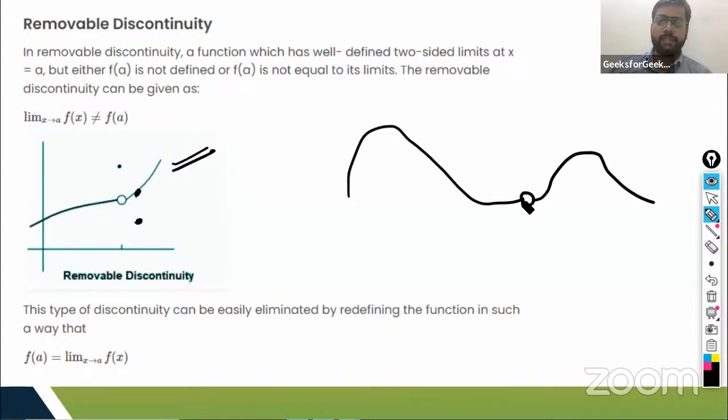So in that period, we have no idea what is the nature of the graph. Is this like this? Is this like this? Is this like this? Or is this like this? Right? So in the removable discontinuity, the first method to solve this kind of a question is the first principle.